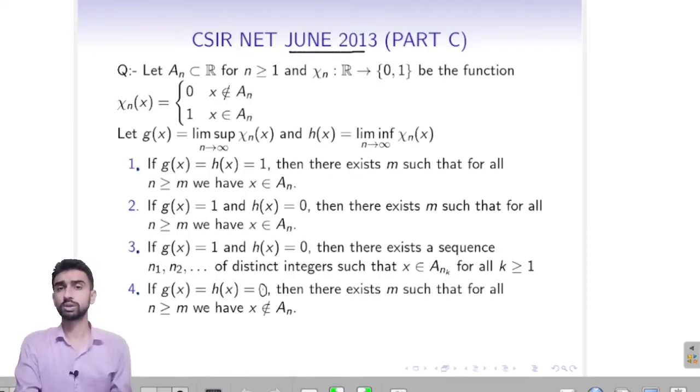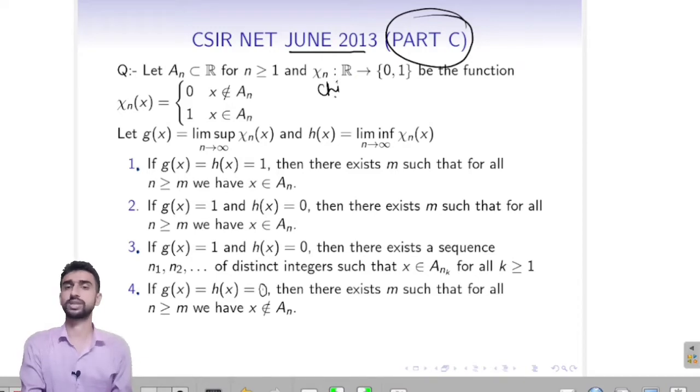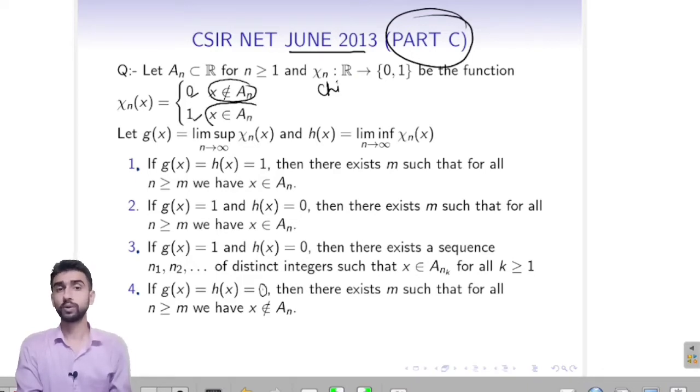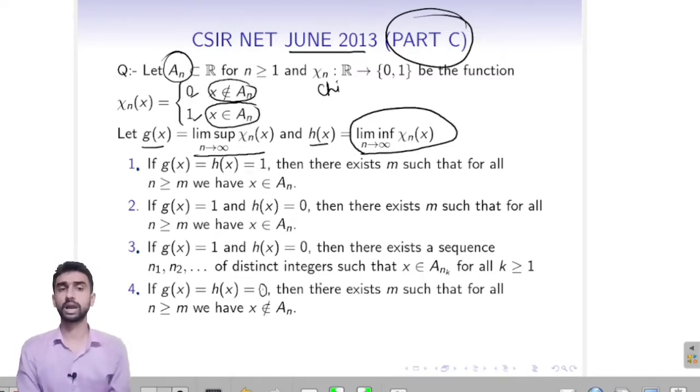Now there was a question in June 2013. Again, it was a Part C question. It involves chi, some people say chi, some people say chi, the spelling is CHI. So you just decide what you want to say. This tends from R to {0, 1}, and the values of this sequence are equal to 0 when the input doesn't belong to the given An, and equal to 1 when it belongs. Now gx is defined as the supremum of this and hx is defined as the infimum of this. Some things are given about gx and hx.